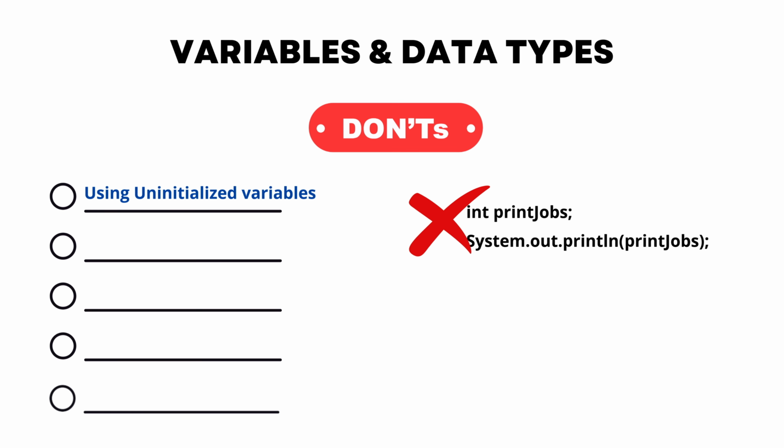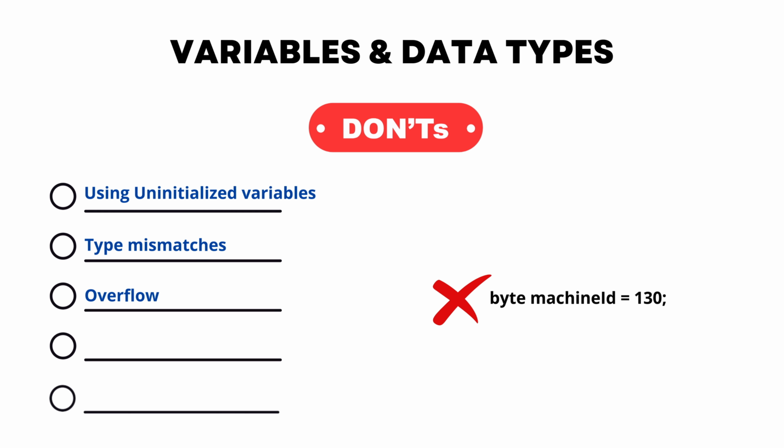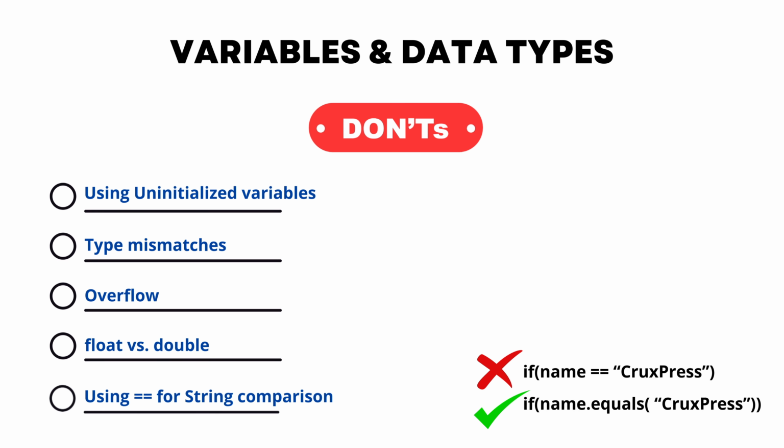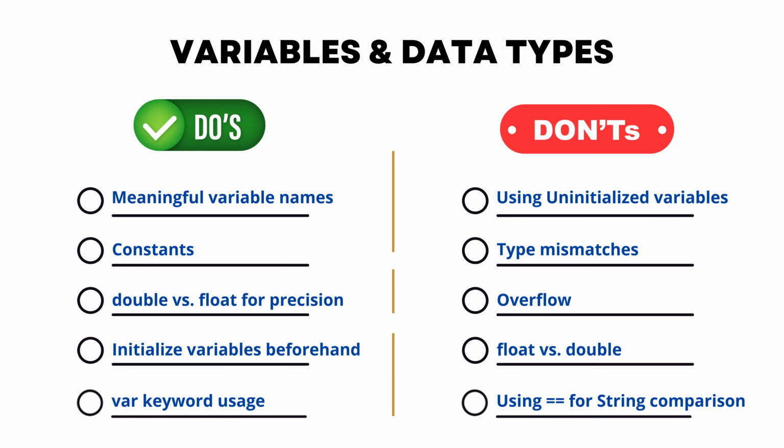Uninitialized variables will cause an error. Type mismatches won't work. Overflow issues like byte machineID equals 130, that's out of range for a byte. Use double unless memory is a concern. Using double equals for string comparison, use the equals method instead. Avoiding these pitfalls will make your Java code more efficient, readable, and bug-free.